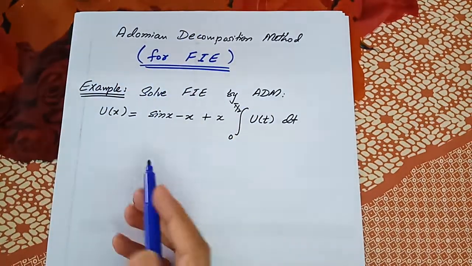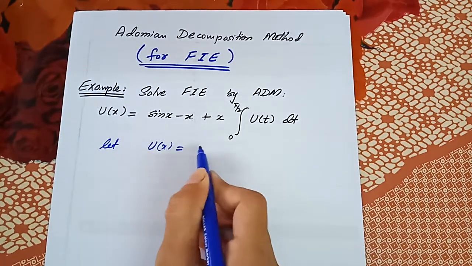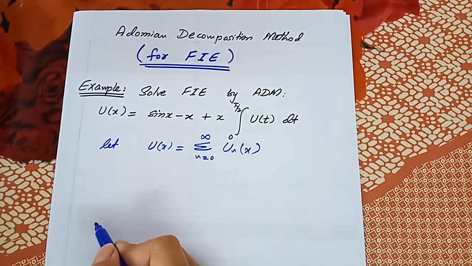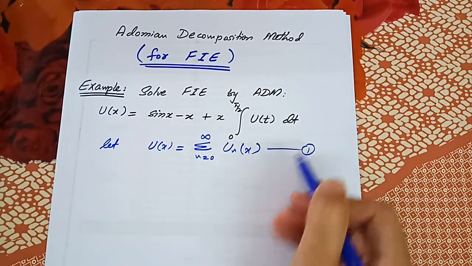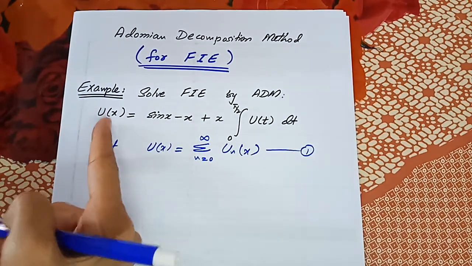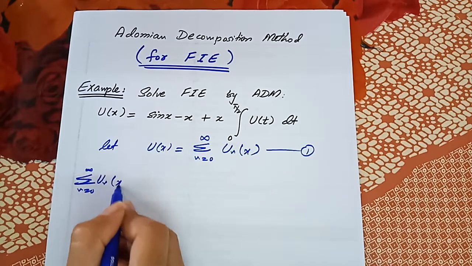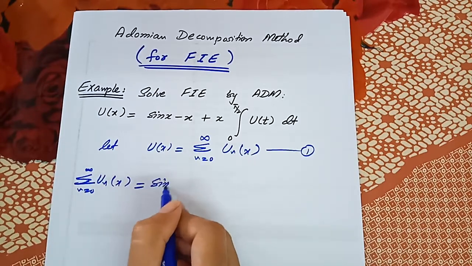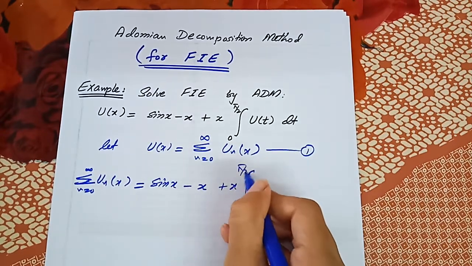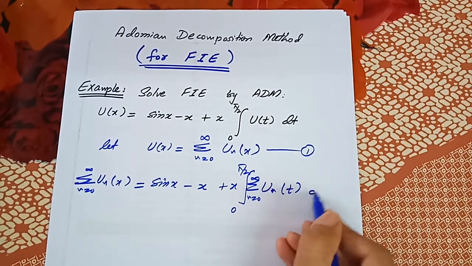To apply the Adomian decomposition method, we have to let u of x equal to summation n equals 0 to infinity u_n of x. Call it equation number 1. Use it here as well and under the integral sign as well. So you will get summation n equals 0 to infinity u_n of x equals sine of x minus x plus x times integration from 0 to pi by 2 summation n equals 0 to infinity u_n of t dt.